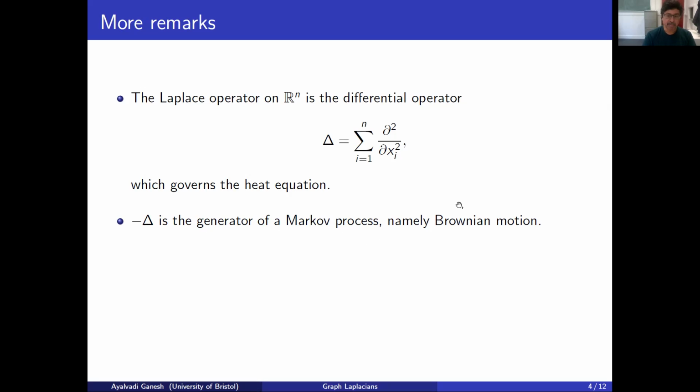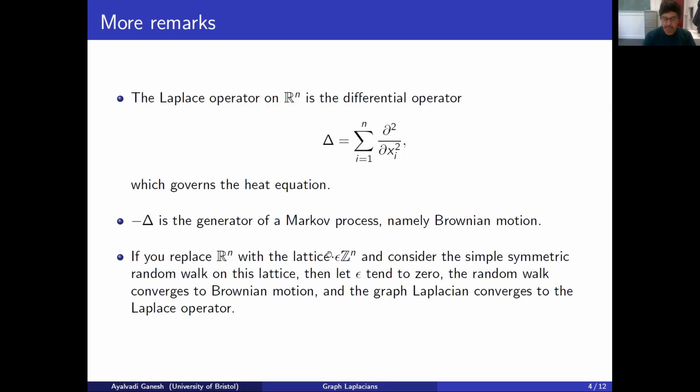Well, it's a very famous process in its own right. And minus the Laplacian operator is the generator of this Markov process. Now, if we discretized R^n, n-dimensional Euclidean space, with the integer lattice and then multiplied it by epsilon to make the mesh finer, if epsilon is small, then we are placing a fine mesh on R^n.